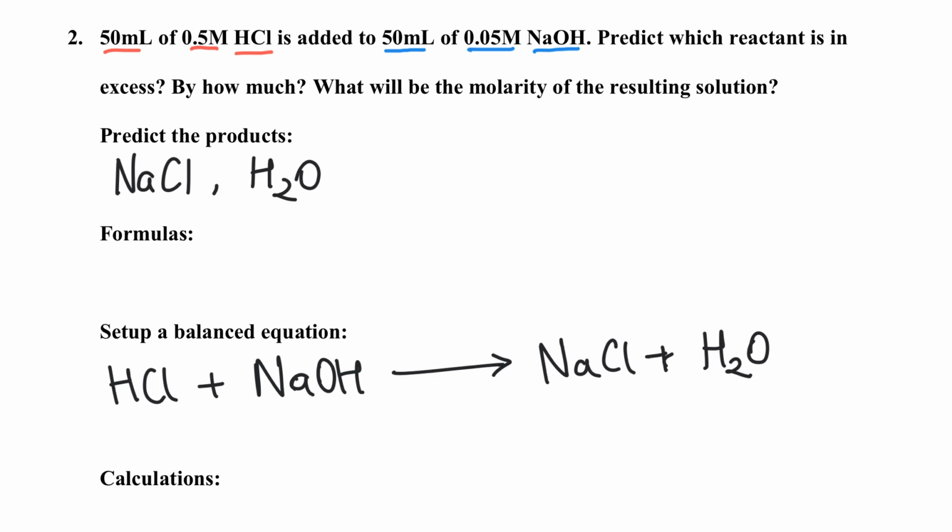So I predicted the products using the exact same technique I talked about in the first problem, so please refer to that if you need help. And then I set up a balanced equation since you already knew all the formulas. Sodium chloride is NaCl, H2O is water. So this happens to be a case where the equation is already balanced.